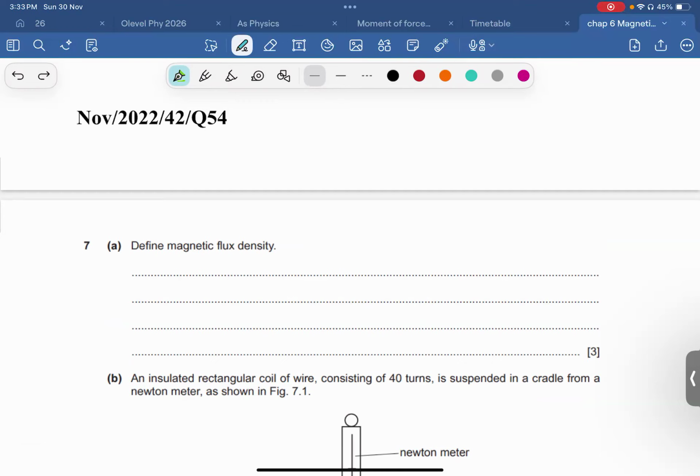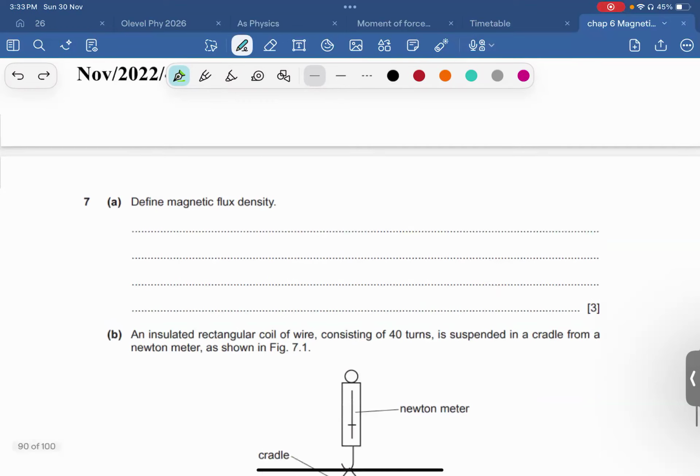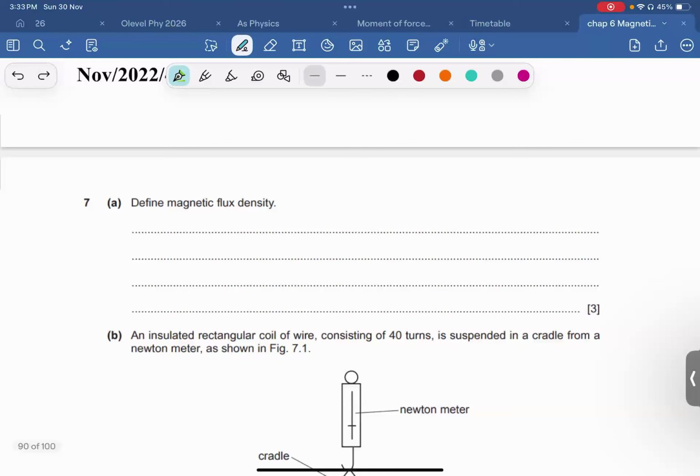So define magnetic flux density. It is basically the force per unit current, per unit length. You have to explain this formula basically: F over IL sine theta. Sine theta is equal to B, right?